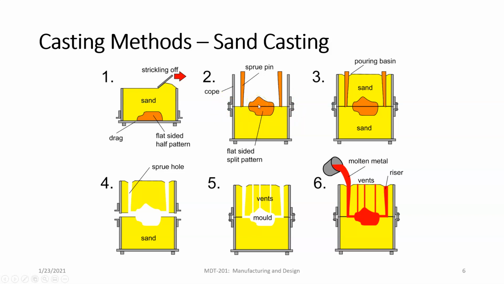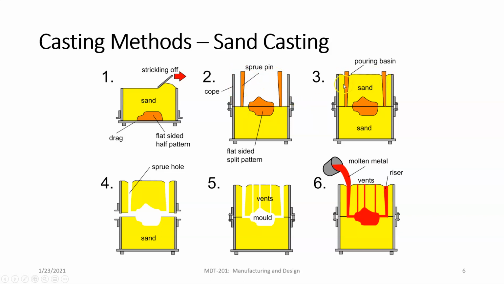And usually when you split the pattern into two halves, you're going to have pins that help you locate it, right? So that way you can accurately locate the top half of the pattern and the lower half of the pattern. So you put the top half of the pattern on there. You put in the sprue pins and risers, right? So you go ahead and place those in there. And then you fill this with sand.